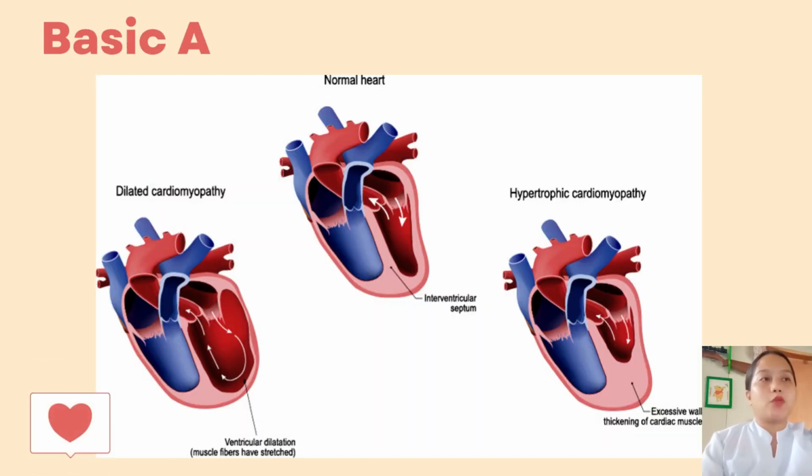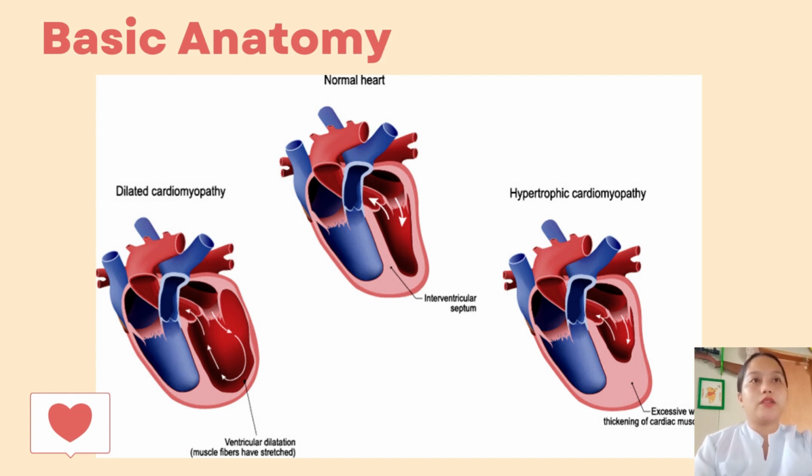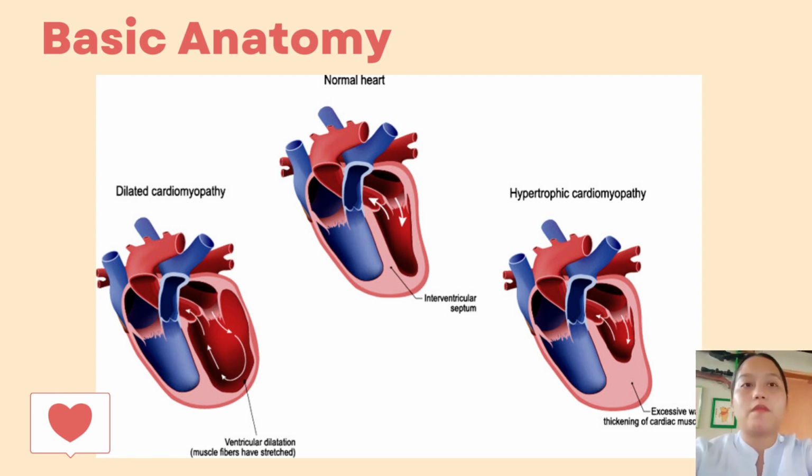So for the basic anatomy, what we see here is the normal heart, in which the interventricular septum is normal. The normal heart muscle carries out the pumping action by squeezing and relaxing in a rhythmic way. As explained earlier, cardiomyopathy is a condition that causes the heart muscle to stretch, stiffen, or weaken, causing the heart to not pump properly. As this progresses, it can ultimately lead to heart failure. There are types of cardiomyopathy, which we will discuss later.